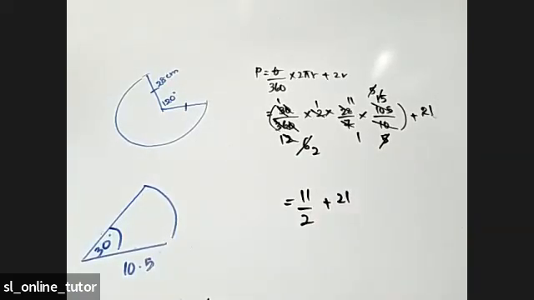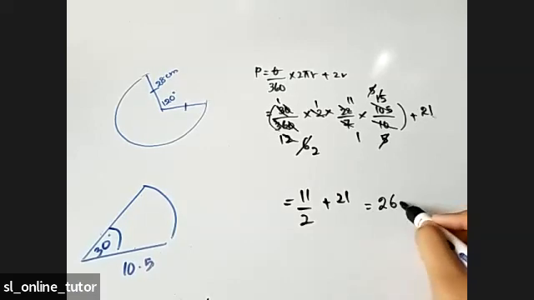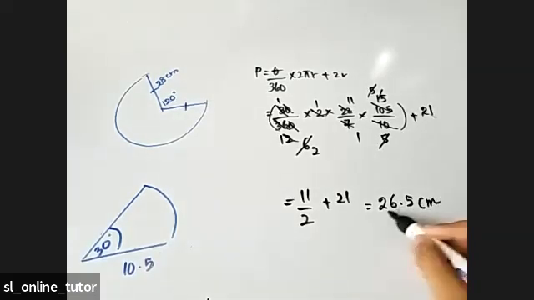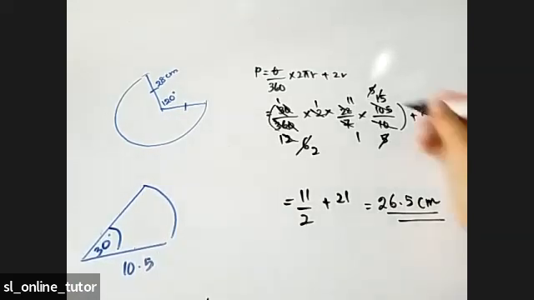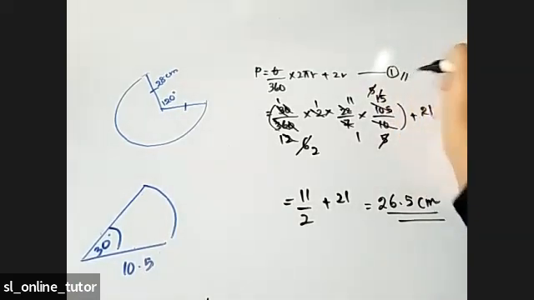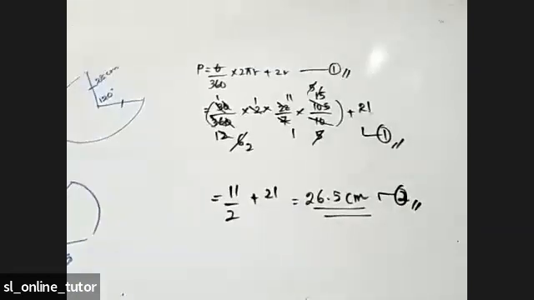Again, you get a decimal, right? 5.5 plus 21 you get. You should get the answer 26.5 centimeter. So you get 1 mark for writing the equation, 1 mark for the working, 2 marks for the answer. Altogether 4 marks.